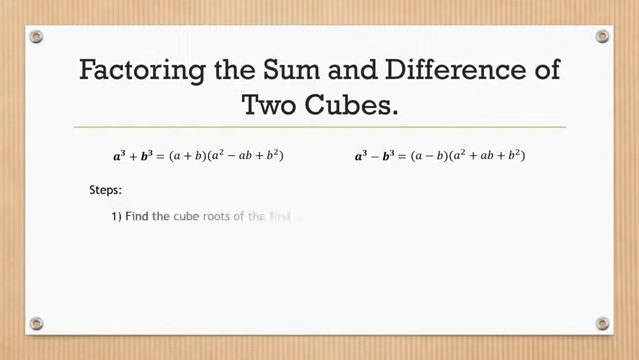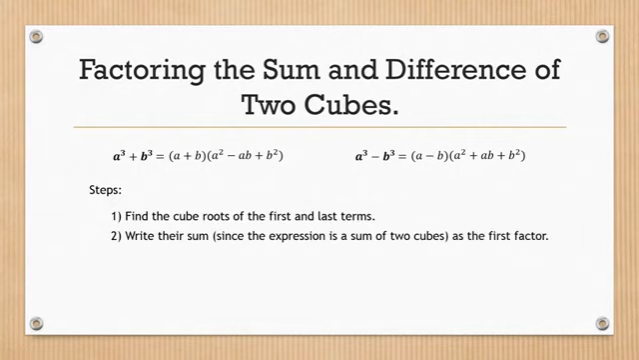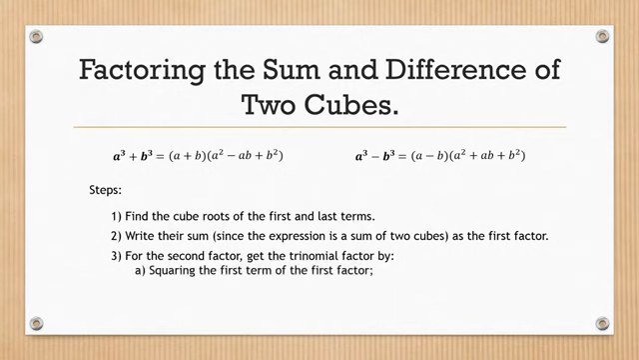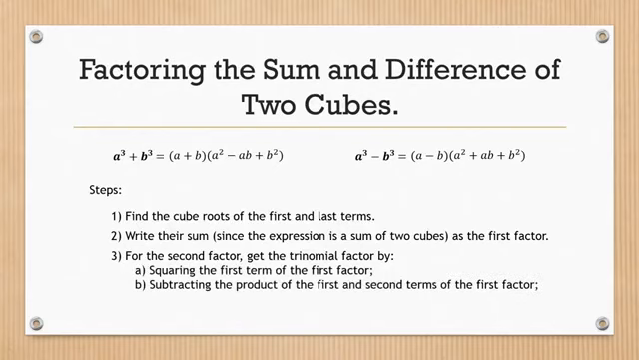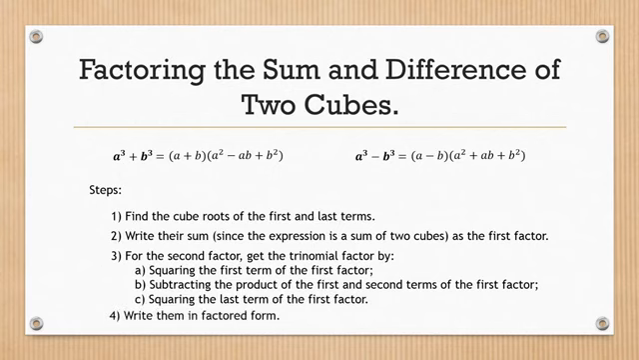So, these are the steps. First, find the cube roots of the first and last term. Write their sum, since the expression is a sum of two cubes. But if the expression is a difference of two cubes, you find their difference as the first factor. For the second factor, get the trinomial factor by squaring the first term of the first factor, subtracting the product of the first and second term of the first factor, squaring the last term of the first factor, and last, write them in factored form.